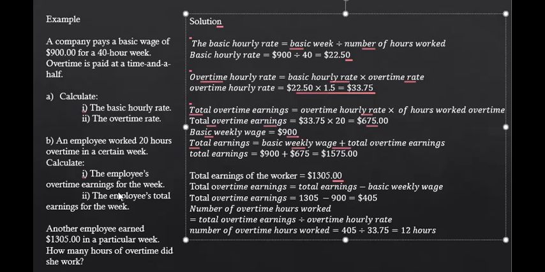So as I was saying previously, we have the total earnings of the worker. We need to find the overtime earnings to be able to calculate the number of hours worked overtime. This is why we are subtracting the basic weekly wage from the total earnings. If you remember from up here, to get the total earnings, we had to add the basic weekly wage with the total overtime. We only want the total overtime earnings, and that is why we are subtracting the basic weekly wage from the total earnings. So the total overtime earnings gives us 405.